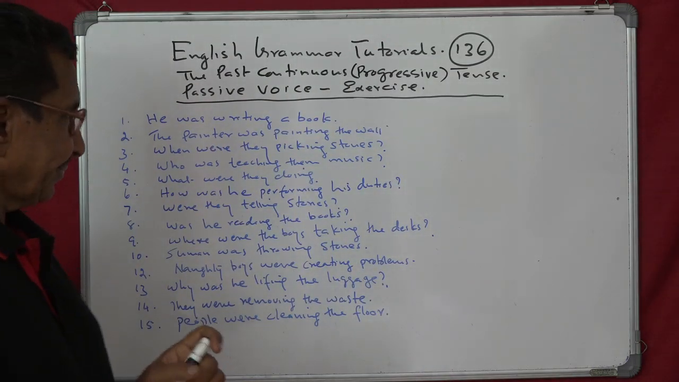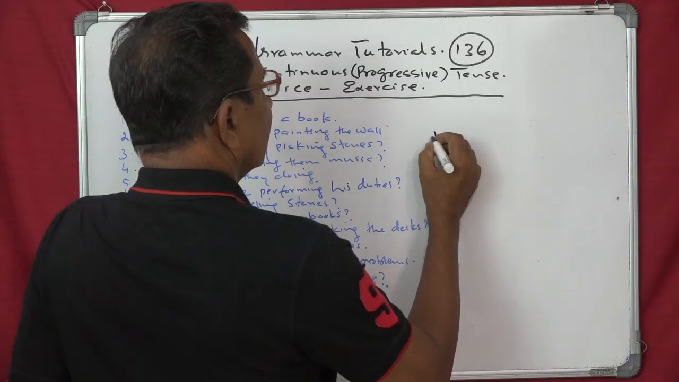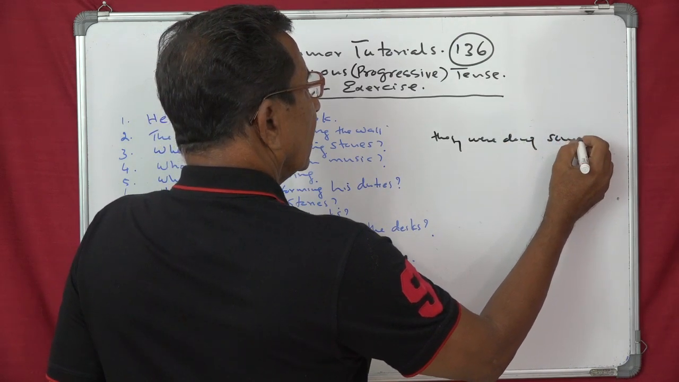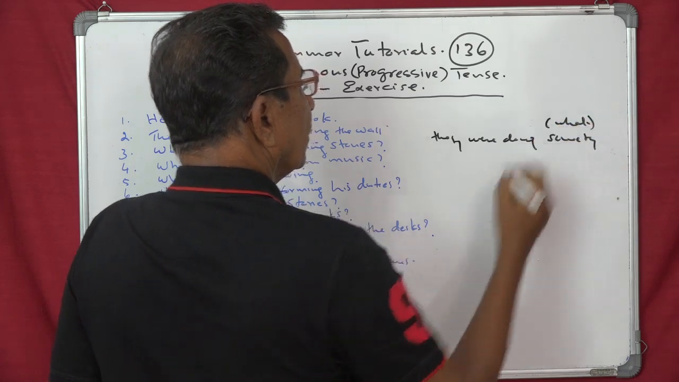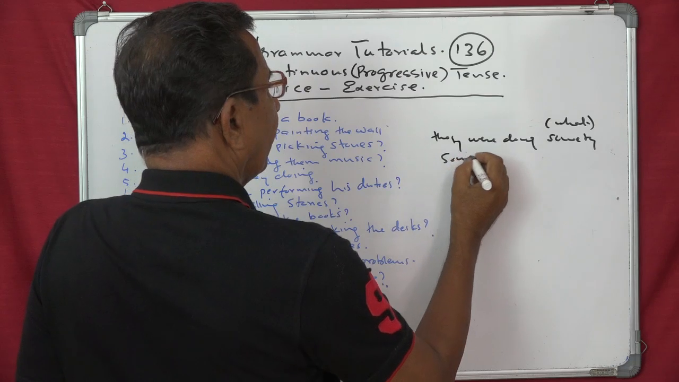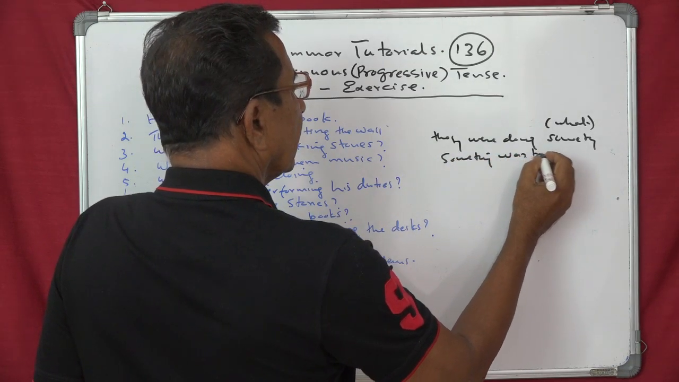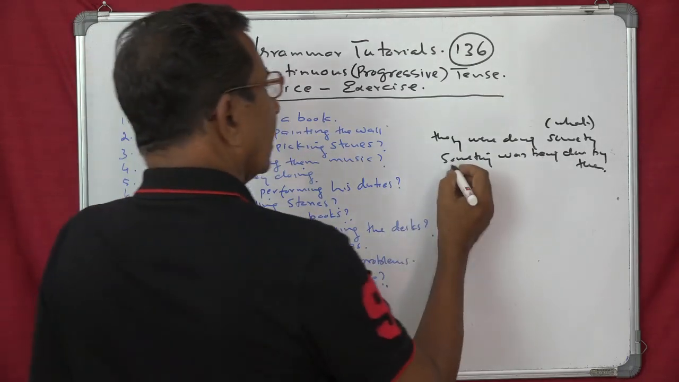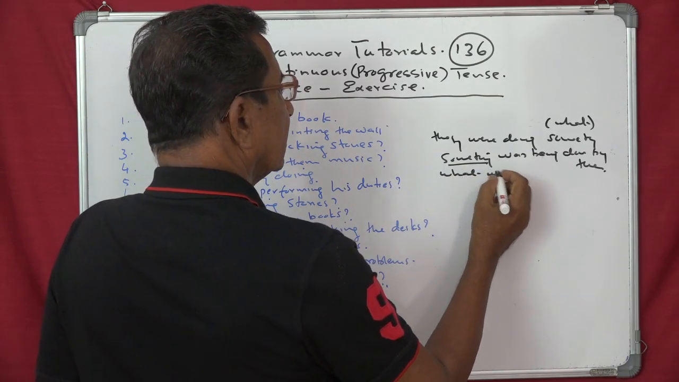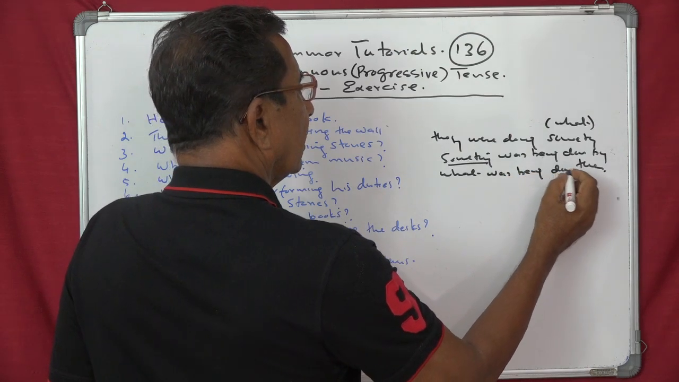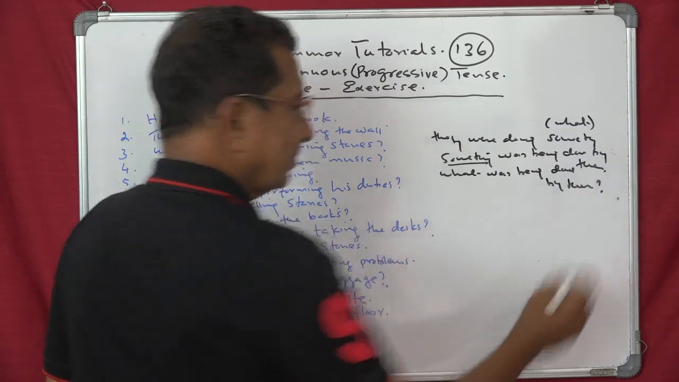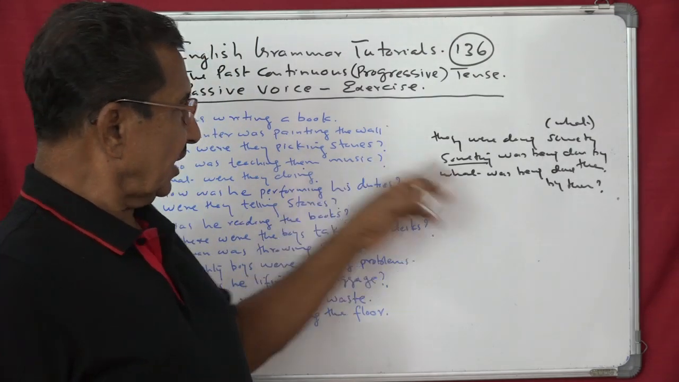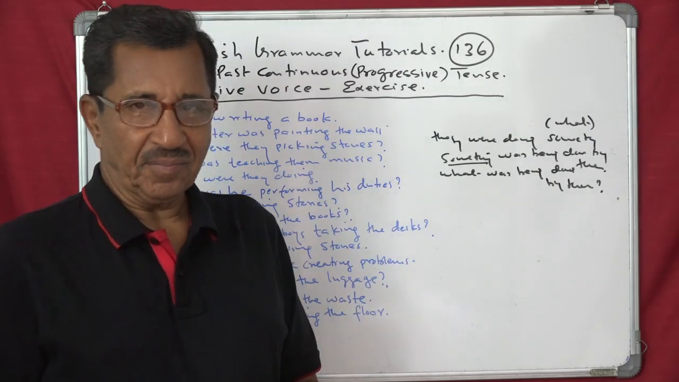What were they doing? That will be, the sentence will be, they were doing something. Something instead of what? They were doing what? Something. So you can say something was being done by them. So instead of something you can substitute what? What was being done by them? Clear? What was being done by them? So, what were they doing? What was being done by them? Or what was being done?